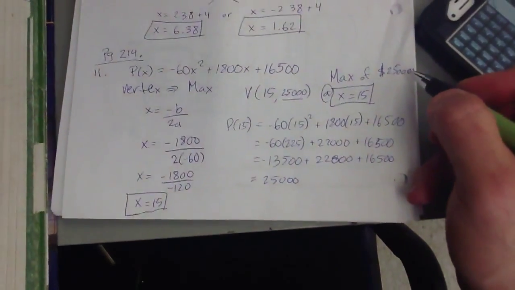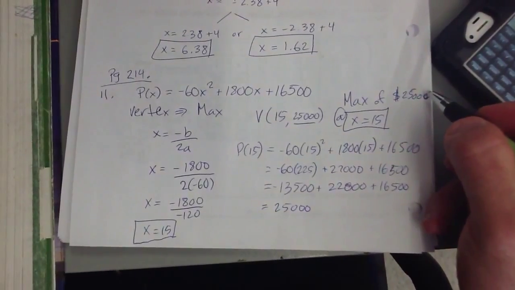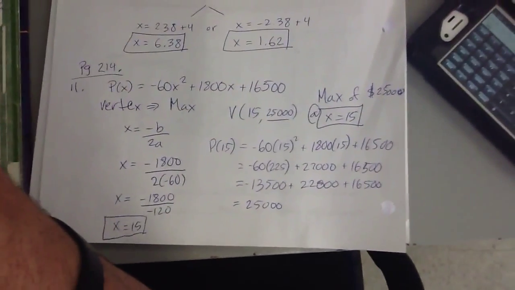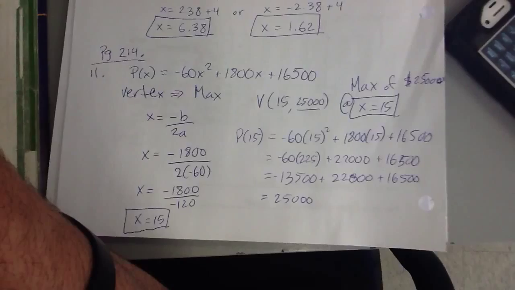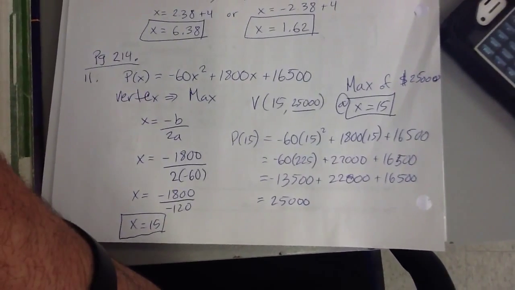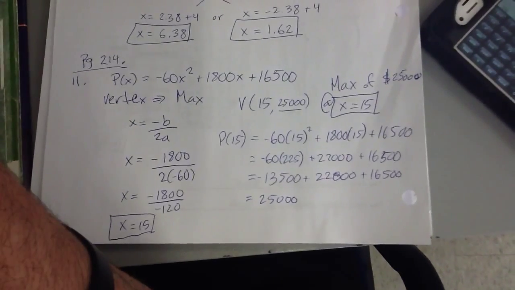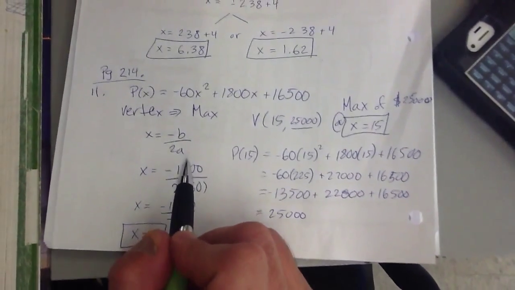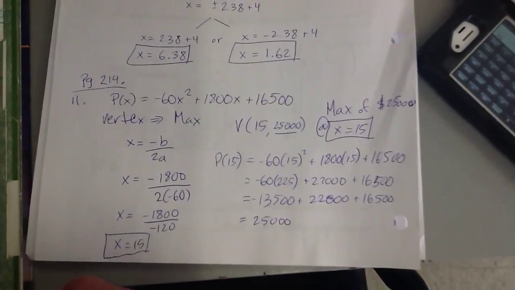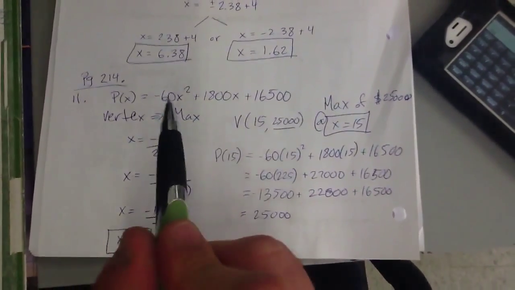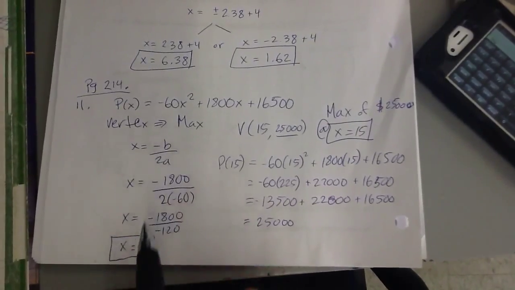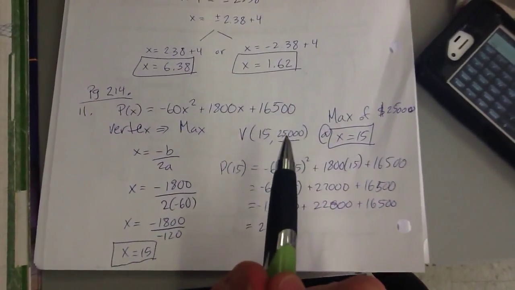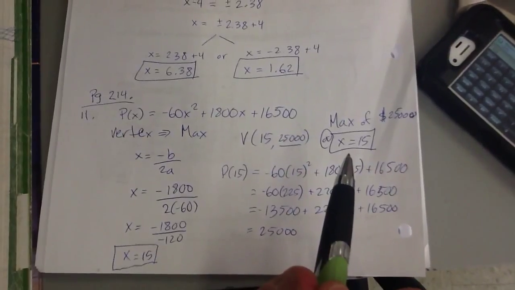That's how you would find that. Again, you're trying to find the maximum, and you know that the maximum always is the vertex. So whenever a question is asking you for the maximum, if it's in vertex form already, you already know the maximum. But if it's not in vertex form, clearly, if it's in factored form or in standard form, you can use x equals negative b over 2a to figure out where the vertex is, and then plugging that into the original formula will give you the maximum. So I figured out that the vertex lies at x equals 15, plugged in 15 and got 25,000. So my max is 25,000 and it happens at x equals 15, ticket price equals 15.